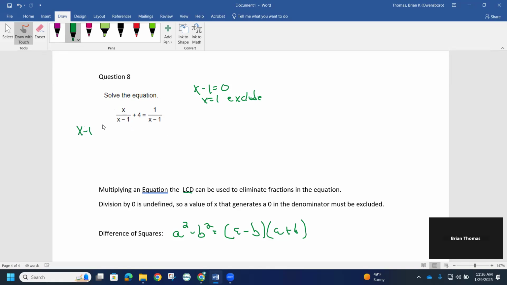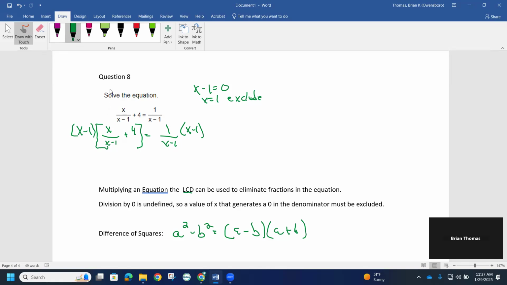So if I have x minus 1, I'm going to use a bracket here. I'm going to have this x over x minus 1 plus this 4 on this side. And on this side, I'm going to have 1 over x minus 1, and I'm just going to use parentheses for multiplication times x minus 1. Again, this needs to be in parentheses as well, so this whole thing has to go through the parentheses.